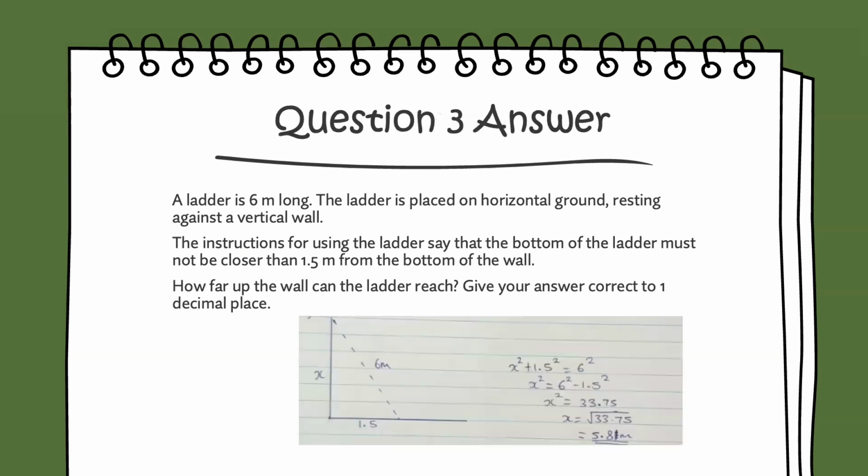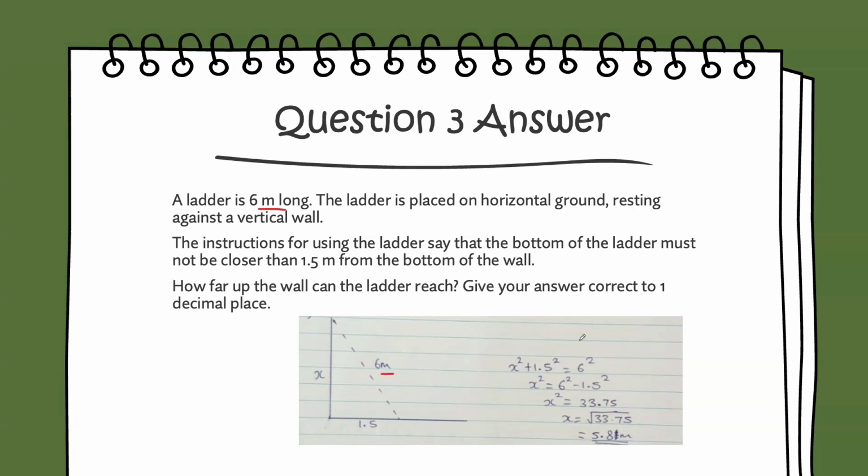So obviously in questions like this, the first thing we need to draw is a diagram. We've got a horizontal ground here, and this is our wall. Then we've got a ladder that's sitting somewhere like that. We don't know the exact angle, and we don't need to know the exact angle either. So you can just do a rough drawing like that. Now we know that the actual ladder is 6 meters long, so we know that this is 6 meters.